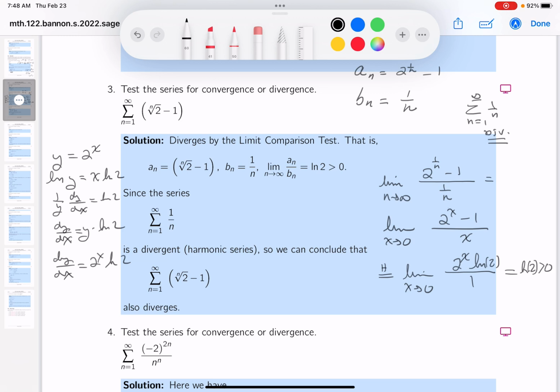So I got a convergent series. This is convergent now. I'm sorry, I misspoke. This is divergent. This is indicating that this series is also divergent. And we're done. Thank you.